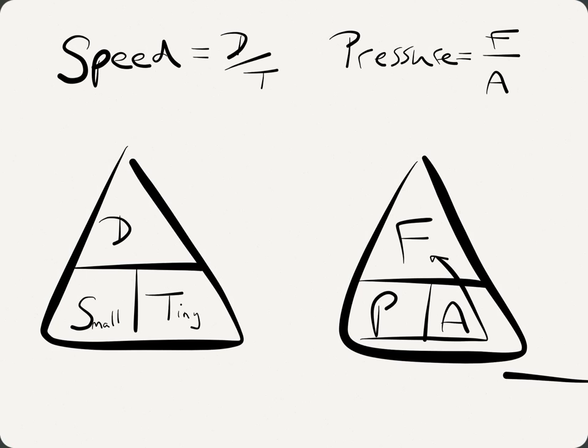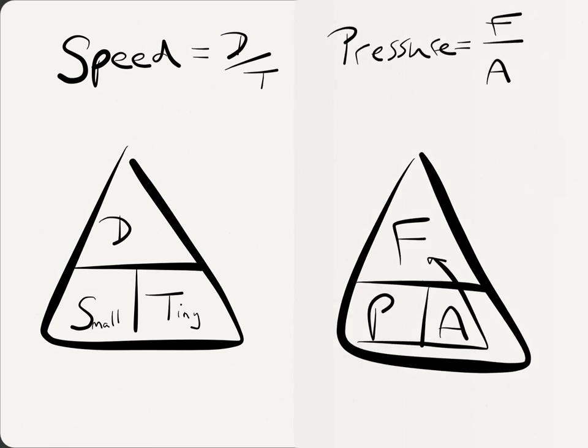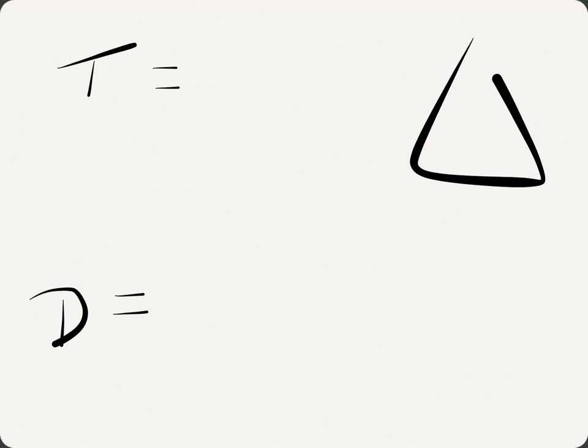So let's have a quick look at the speed one. We can rearrange that to get T equals, and we can rearrange it to get D equals now. So we use our triangle, we remember the places, small, tiny, D at the top. We cover up the T and we say what we see. D over S. D over S.